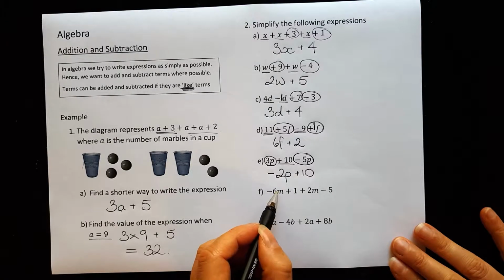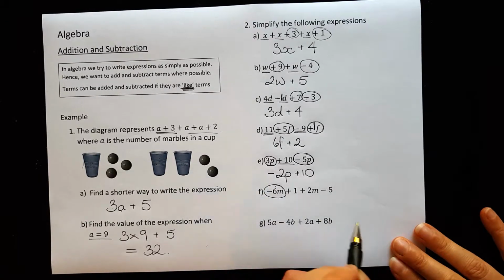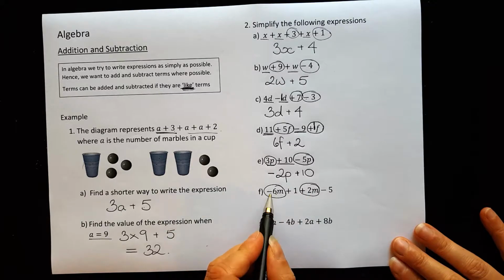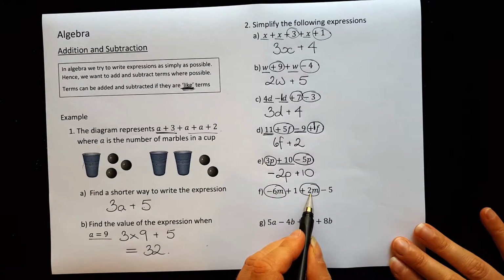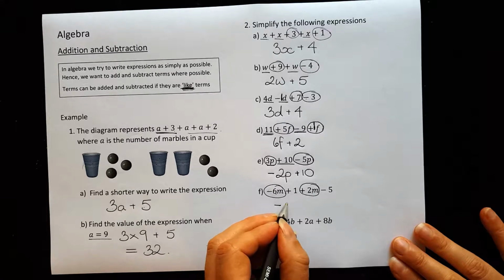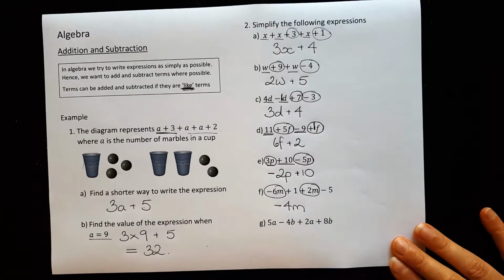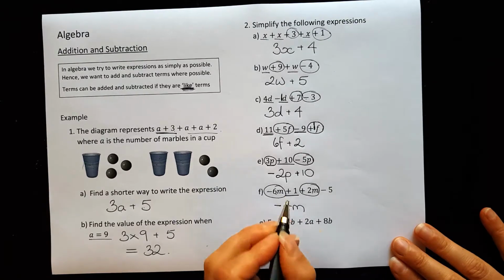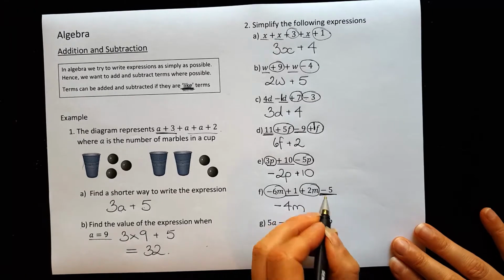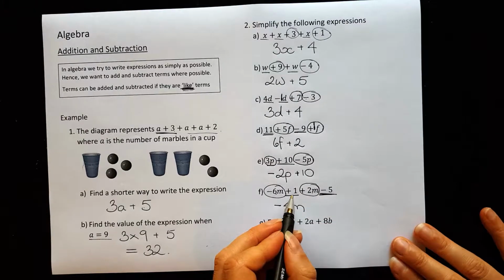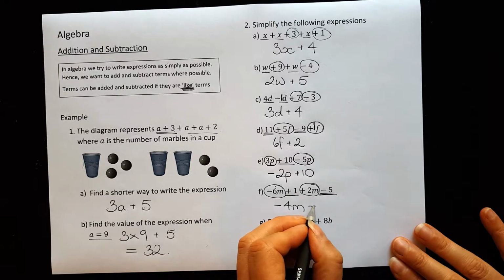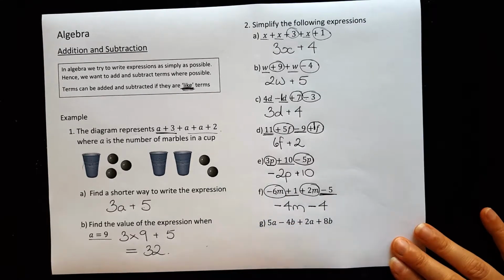For F, we have a -6m and a +2m. -6 plus 2. So we're starting down in the negative numbers and we want to come back up, which will make a -4m. Now for my constant terms here, a +1 minus 5. 1 take away 5 would go into the negative numbers to make a -4.